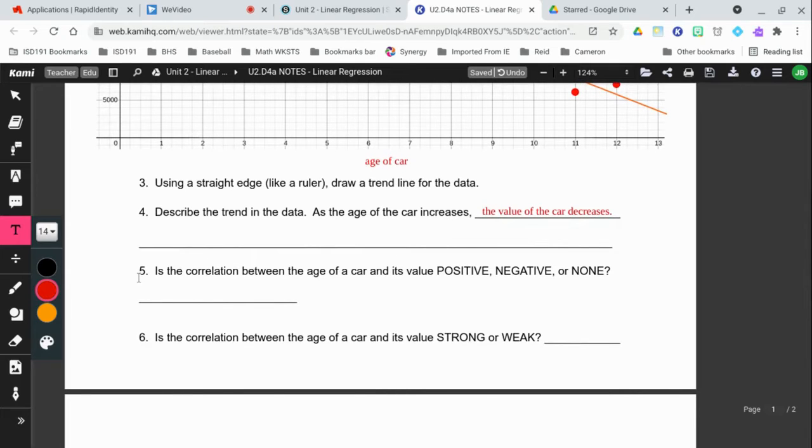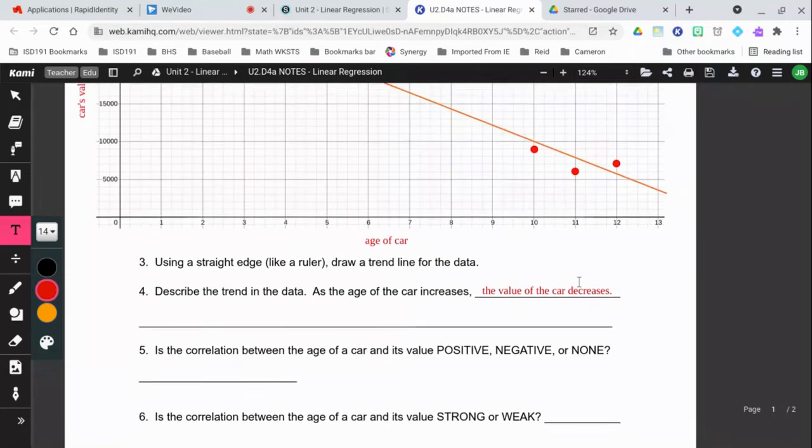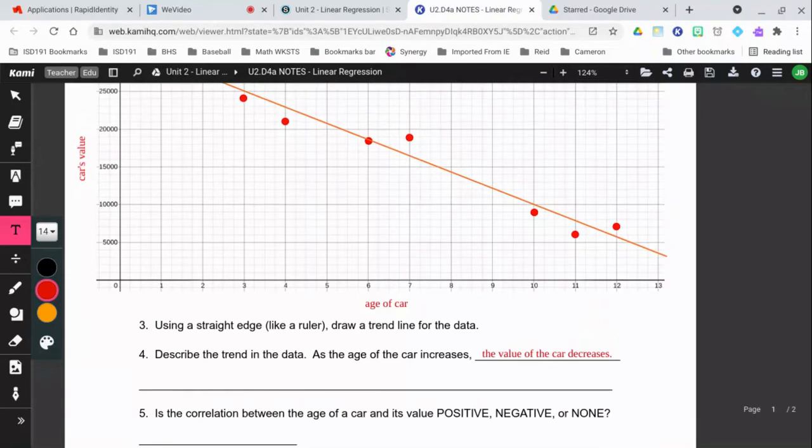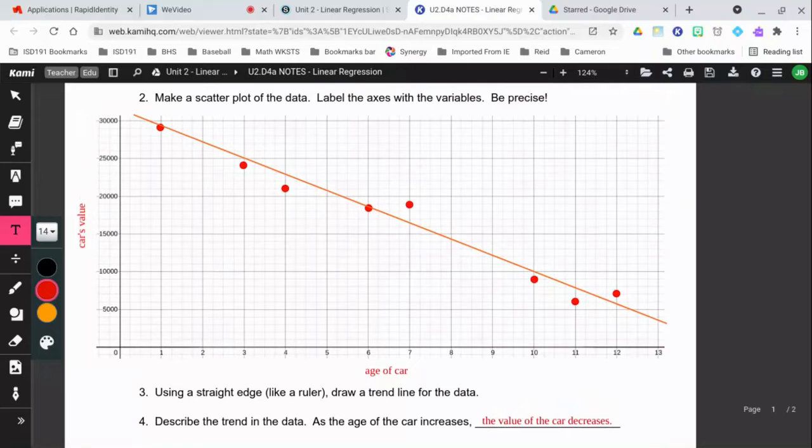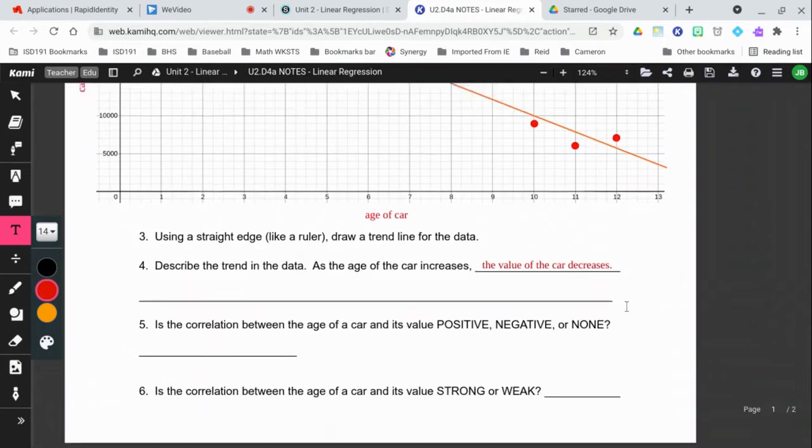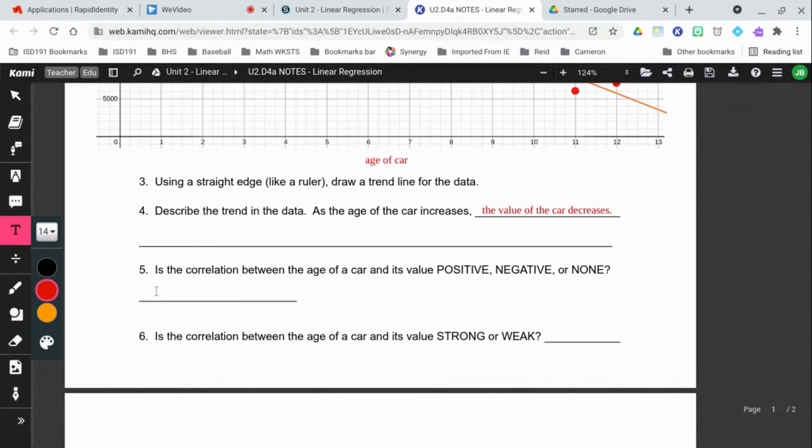All right, number 5, is the correlation between the age of a car and its value, so between the two variables, is it positive, negative, or none? So referring to the correlation. Remember from a few days ago, we had different types of correlation. And in this case, anytime that I have this downward trend in my data, that's going to be a negative correlation.